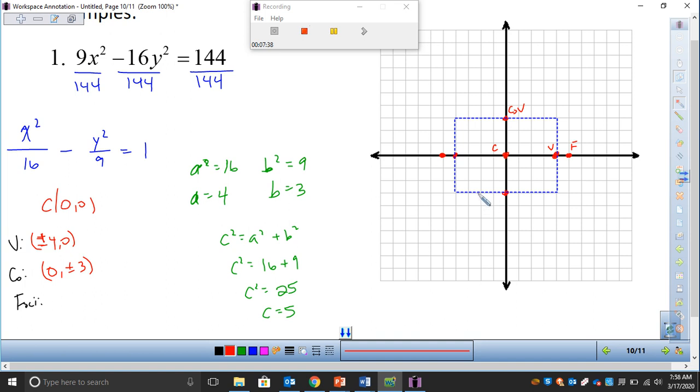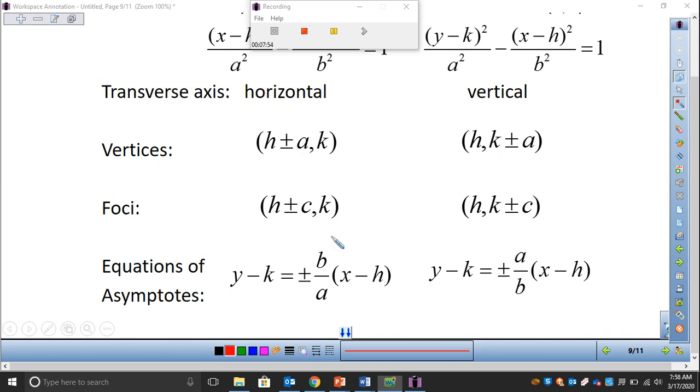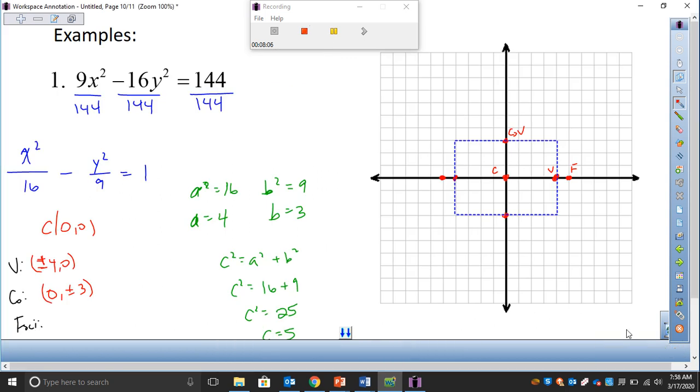So we're almost ready to fully graph this and add the parabola-looking shapes. But the last thing we need is the equations of the asymptotes. So this is a horizontal one. Here's the equation of an asymptote for a horizontal hyperbola. Y minus k equals plus or minus b over a times x minus h. Now if you don't remember, that's not a problem, because this box is going to help us out. The asymptotes go through the corners of this box. And so I can go ahead and graph our asymptotes. I'll make this dotted or dashed as well.